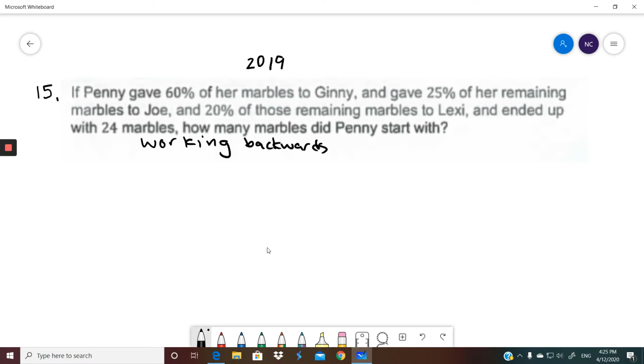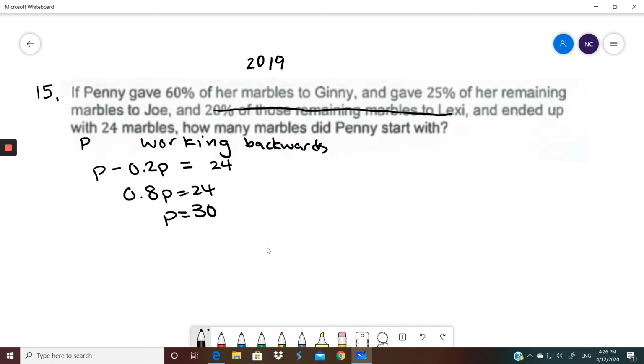So if Penny had 24 marbles at the end, that means that after she gave 20% of her remaining marbles to Lexi, she ended up with 24 marbles. So if we say Penny's marbles as P, then P minus 20% or 0.2 of P equals 24. So if we solve this, 0.8P equals 24, P equals 30. So now we find out that before she gave her marbles to Lexi, she had 30 marbles. So right here, we could cross this part off and write 30.